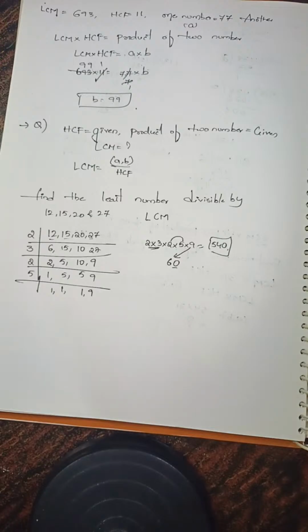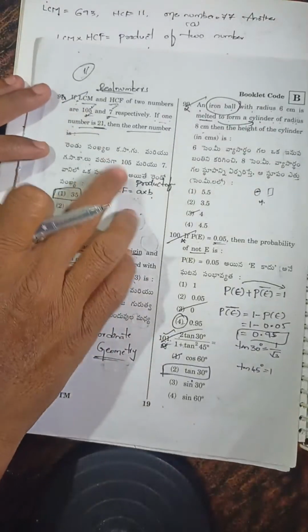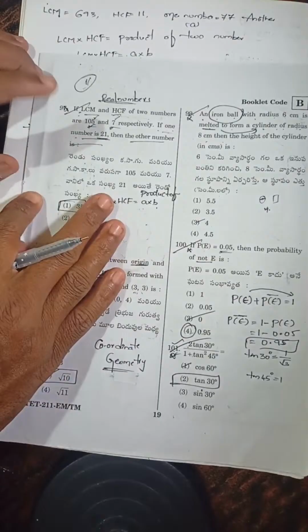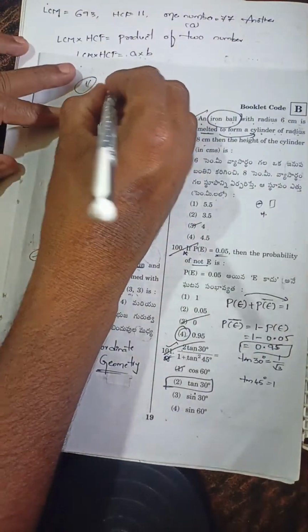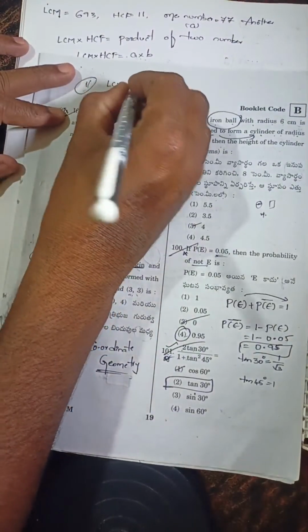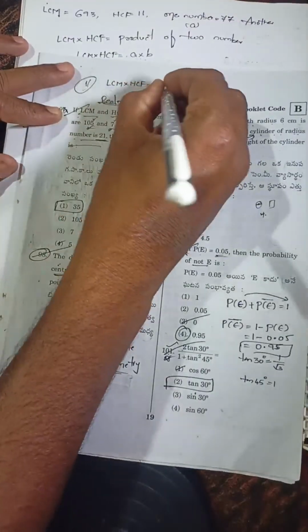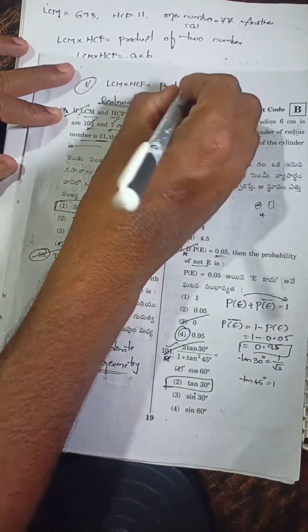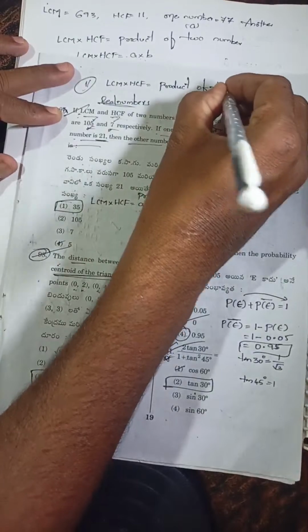Yes, now see, as I said just now. See the question. Real numbers. LCM into HCF is equal to product of two numbers. Product of two numbers.